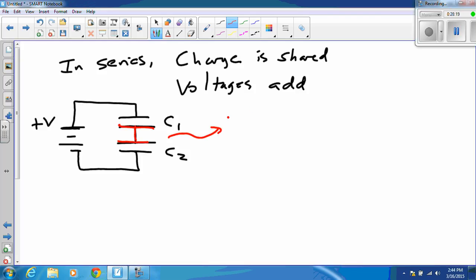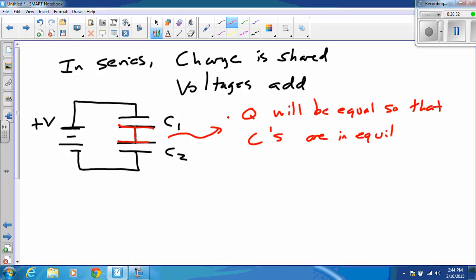And so because there is conductive wire in between these two, Q will be equal so that the capacitors are in equilibrium. Does that make sense to everybody?